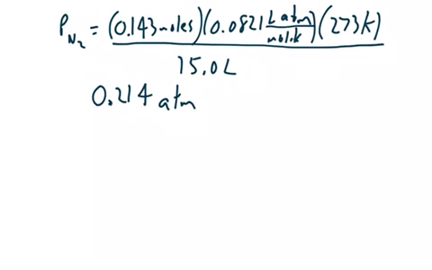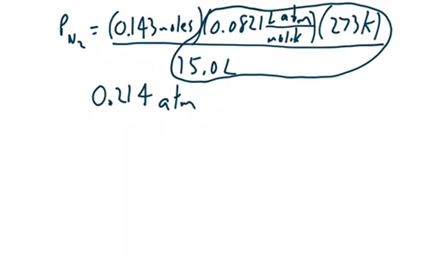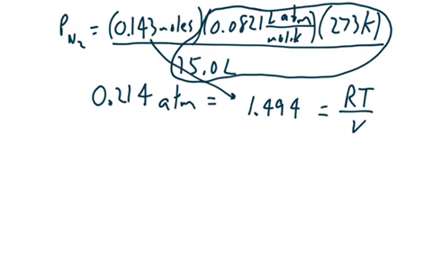Now, there's a quick way that I'm going to show you. There's a quick way to do this. You see, every problem has this part the same. This is the RT over V component. If you multiply RT over V, if you plug in the numbers, you will get 1.494. And if you multiply the 1.494 by the 0.143 over here, you're going to get this number here. That's the partial pressure of nitrogen.